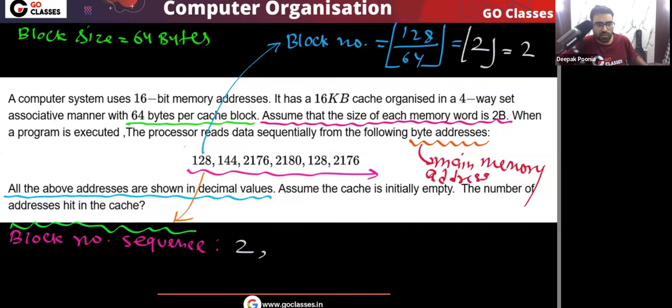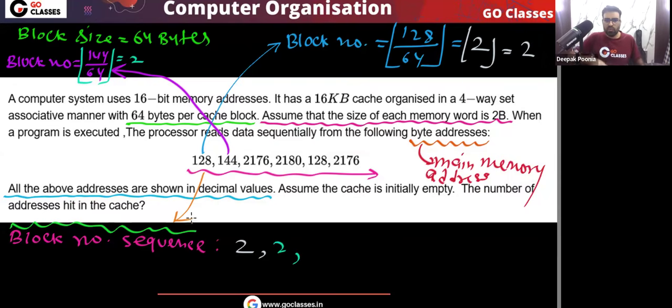You can see for this 144, what will be the block number? Equal to 144 divided by 64, and you take a floor here. You can easily see this value will be equal to 2. So that also belongs to block number 2.